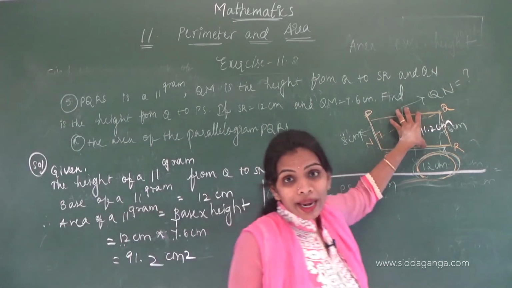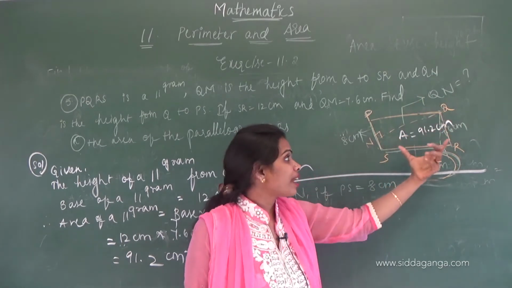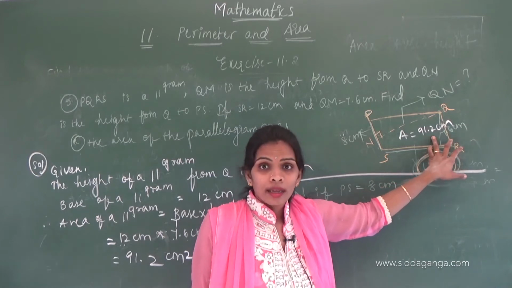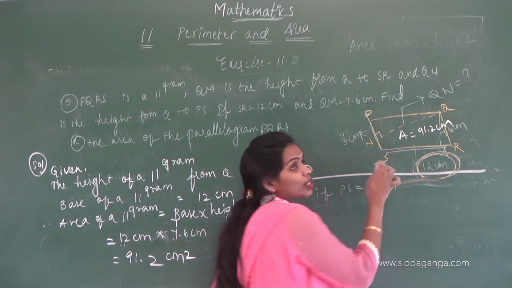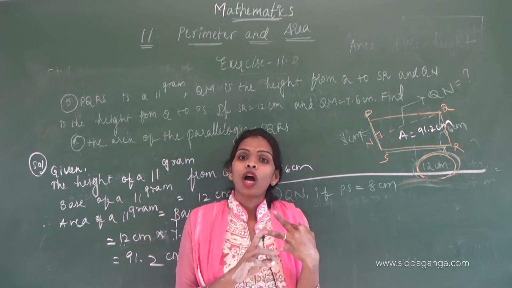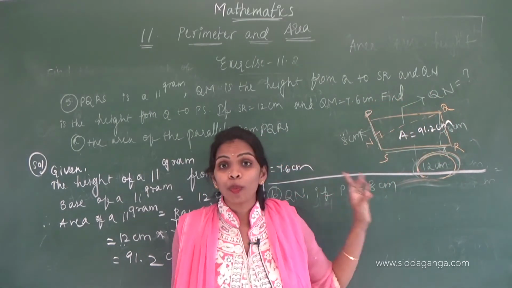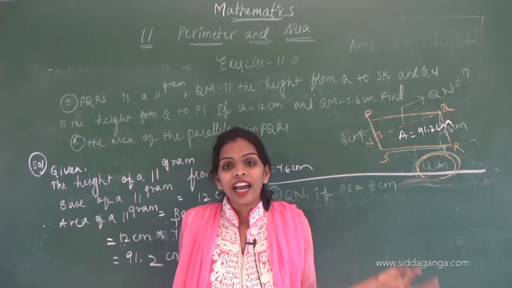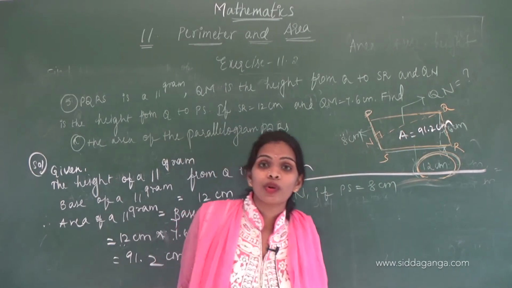For this parallelogram, if you take this one as height and this one as base, we are getting 91.2 as area, correct? If I take this one as height and this one as base, both will be the same. Therefore, we know the area of the parallelogram and the height from N to Q. With respect to PS, we have to find the base of the parallelogram. Height we know, area we know.